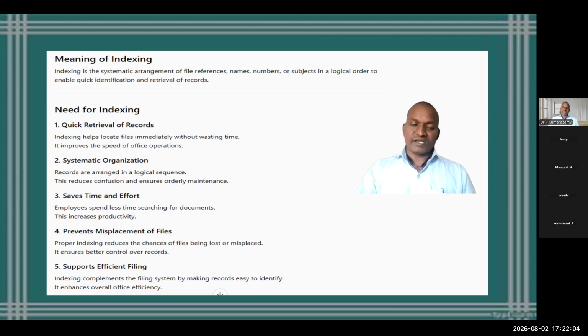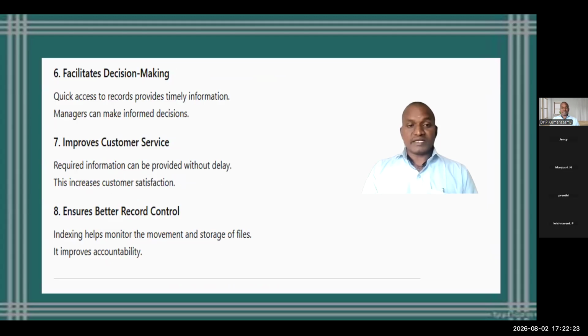So taking the file or identifying or tracking the file is easy. Quick retrieval of records, systematic organization. It saves time and effort. It prevents malpractice and mistakes of files. It supports efficient filing systems. It facilitates decision making. It improves customer service in an effective manner. It ensures better record or document control.